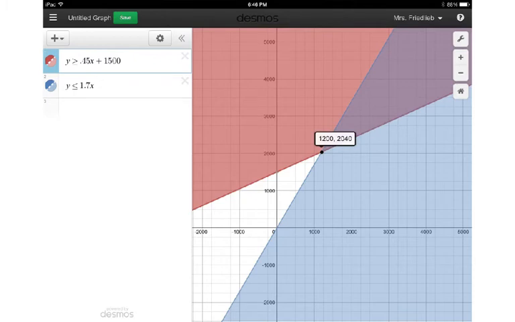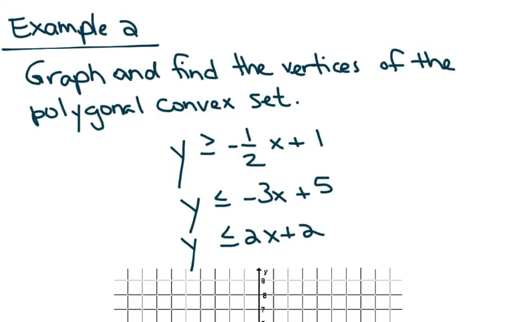So the question to the original problem, which seems like it was forever ago, was how many cards must she sell to make a profit? Well, if her break-even point is she sells 1,200 cards, to make a profit she's going to have to sell more than that. So the number of cards, which is x, the number of cards she sells has to be greater than 1,200.